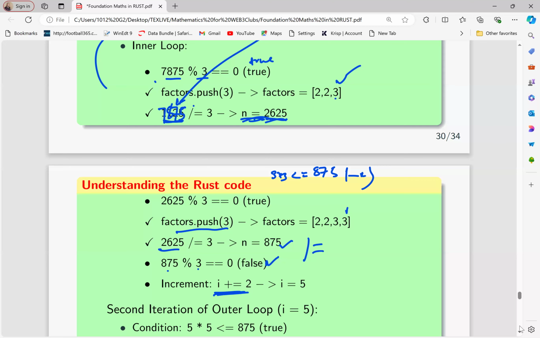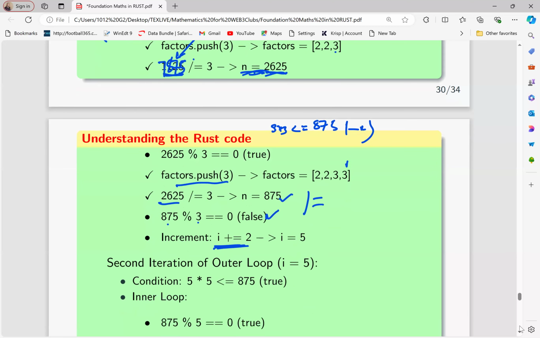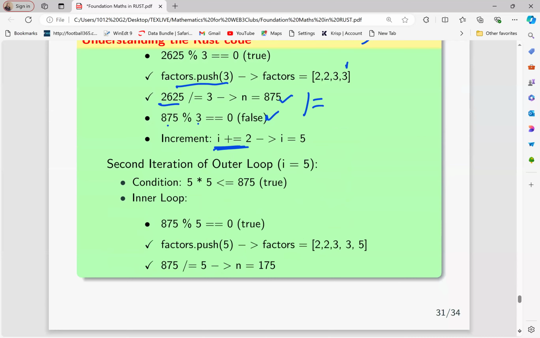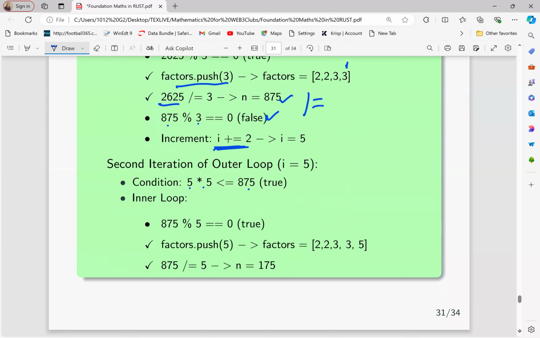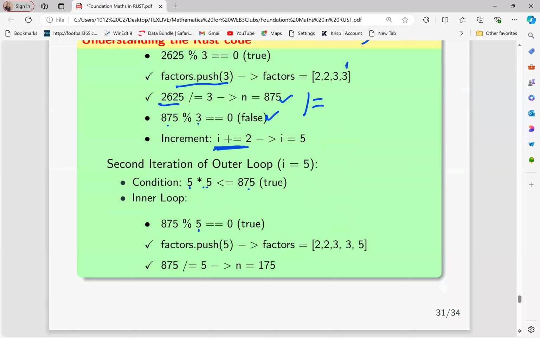Now, once I moves from 3 to 5, you go to the outer loop. The outer loop checks if I times I is less than or equal to n. So this process continues. It's a loop. It repeats itself. 5 times 5 is less than or equal to that. That is true. Does 5 divide this number?